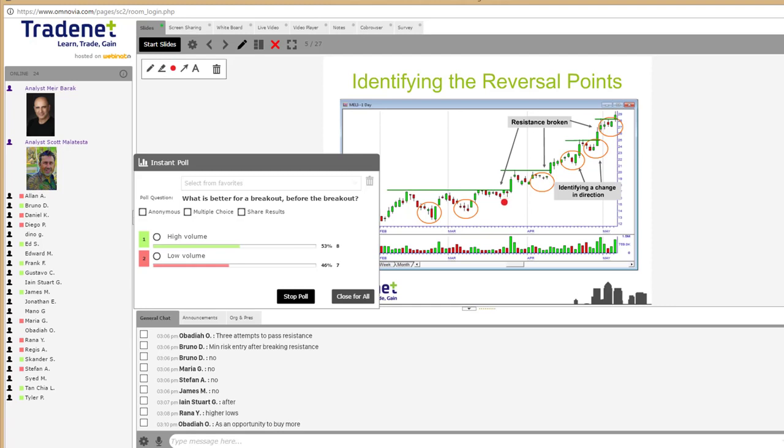So looks like most of you think that high volume is better. We're at 58% high volume, 41% think it's better to have low volume. The answer is definitely low volume. You want to see low volume. You don't want to see high volume.